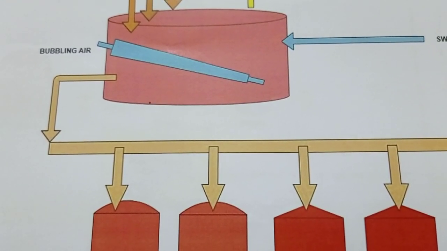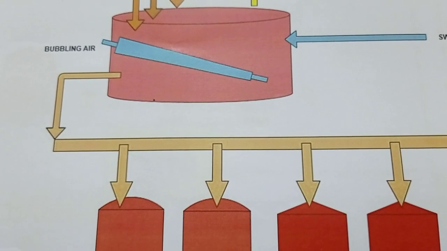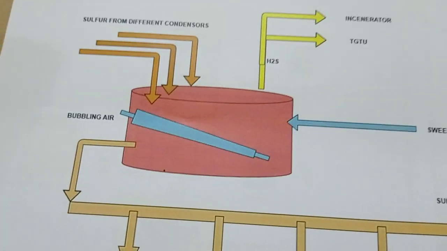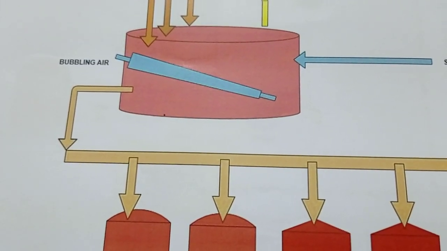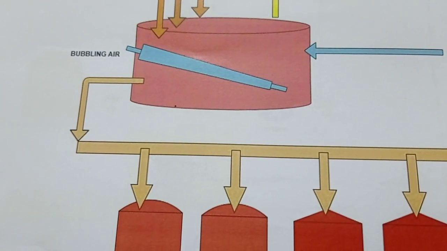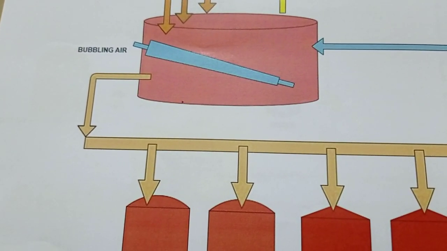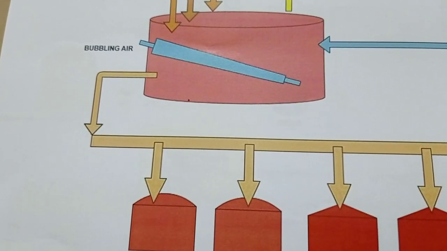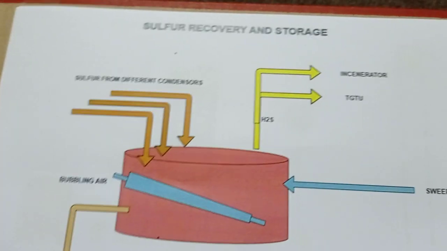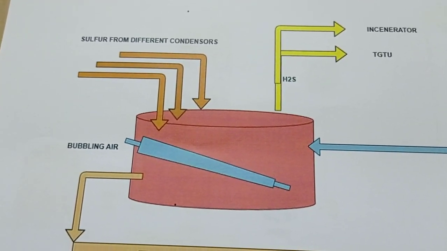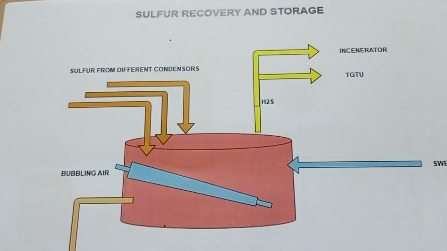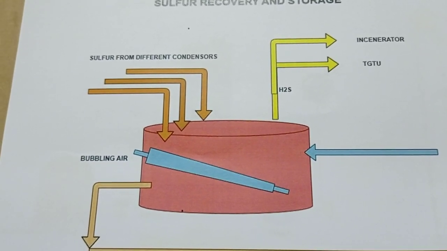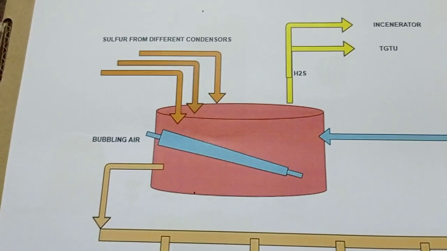Heat tracing is of two types. Some companies use electrical, some companies use steam type heat tracing. Okay, so this is about the process. Now we will see the transfer of sulfur. Sulfur is transferred by two methods: solid and liquid. Solid sulfur is very easy to handle, so for that reason we send it to the granulation unit. You will see this in another video which I have posted, called sulfur granulation. But today I am going to explain the liquid sulfur transfer.